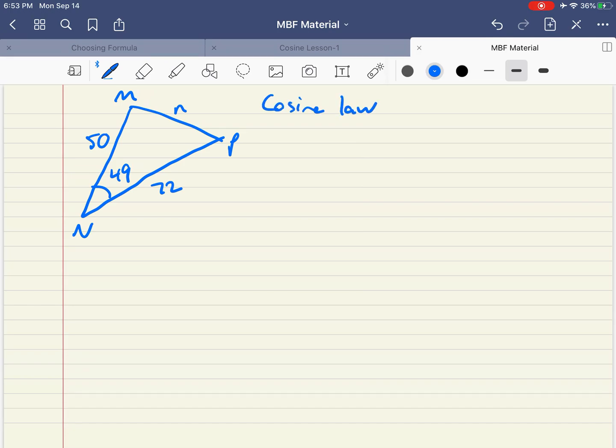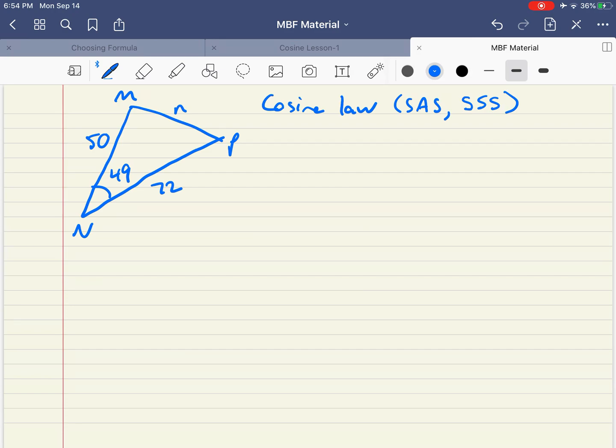And specifically, cosine law can be used in two scenarios. This scenario is known as side angle side. Okay? And side angle side means I know two sides and the angle in the middle. So that is cosine law. You could have another scenario where you know all three sides. So side, side, side. If you have all three sides and no angles, you can also use the cosine law as well. So we're going to use the cosine law to solve this question.